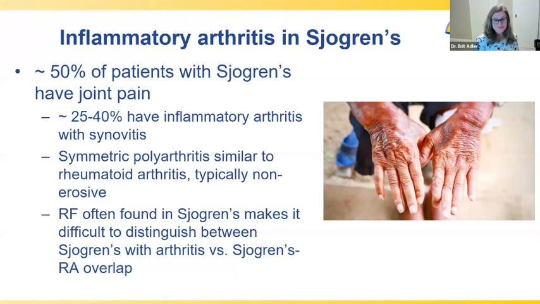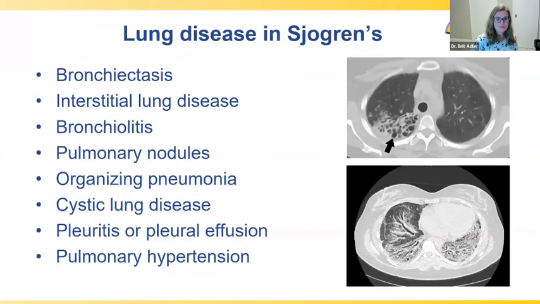So if you remember, a large number of our Sjögren's patients have rheumatoid factor, which is one of the antibodies we see in rheumatoid arthritis. So if you have a Sjögren's patient who has rheumatoid factor and inflammatory arthritis, it can look a lot like rheumatoid arthritis, and sometimes it can be very difficult to tease apart whether this is primary Sjögren's or whether it's Sjögren's overlapping with rheumatoid arthritis.